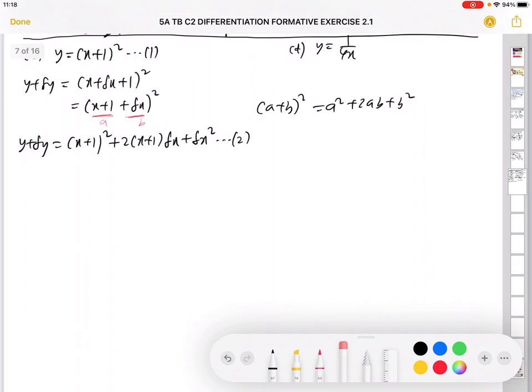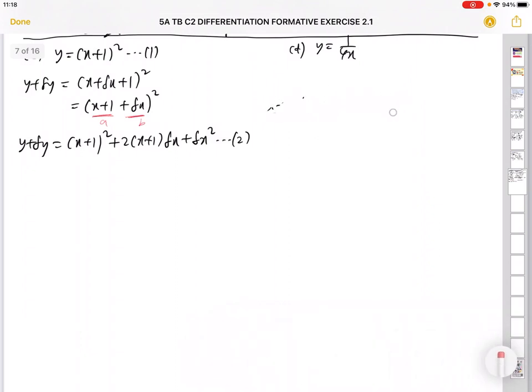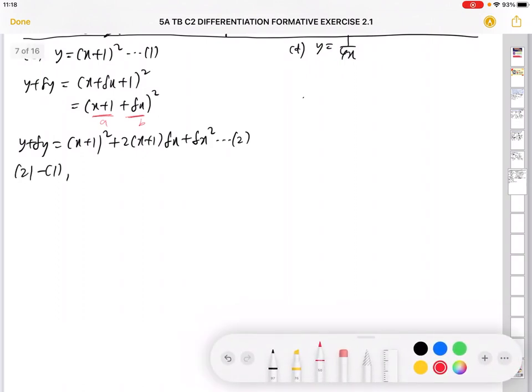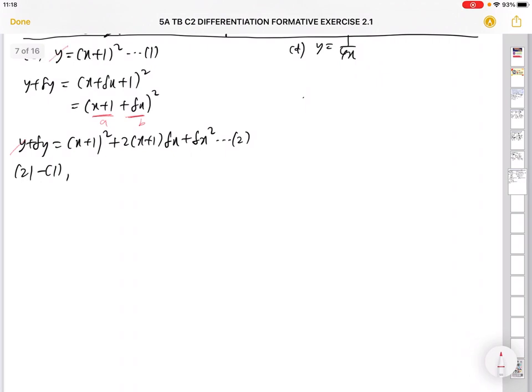So the next thing is, I'm going to take equation 2 minus equation 1. And again, the concept that I mentioned, just cancel the one without delta x. You can just cancel it, right? And now you're left with delta y equals 2(x plus 1) delta x plus delta x squared. Dividing it by delta x, delta y divided by delta x is 2x plus 1 plus delta x, right?